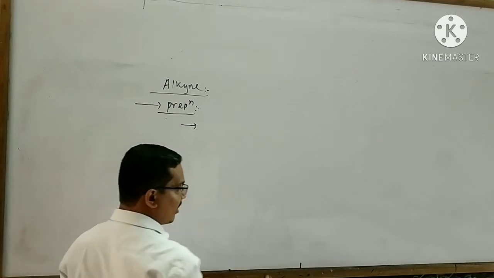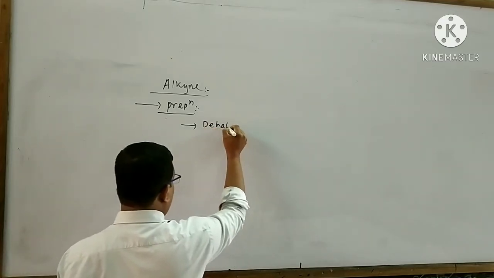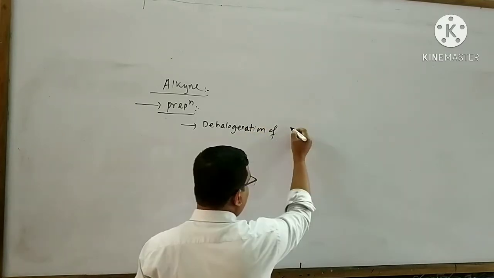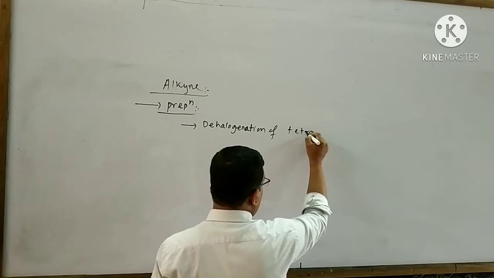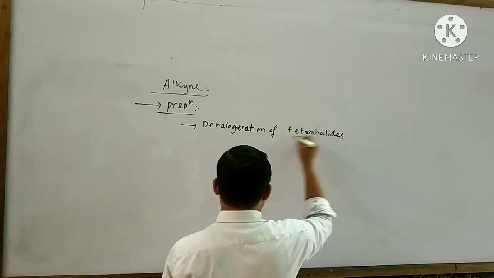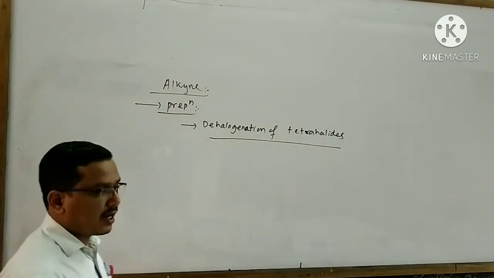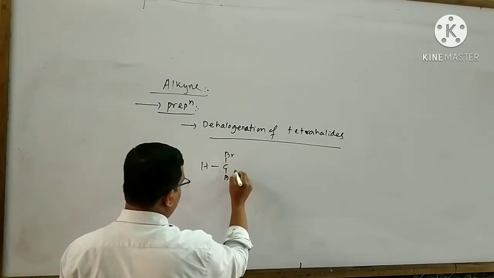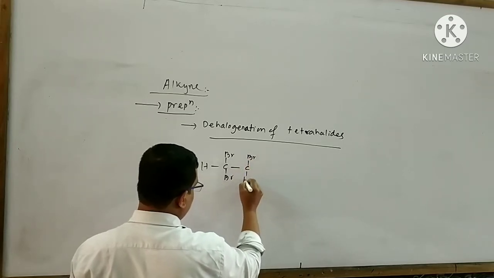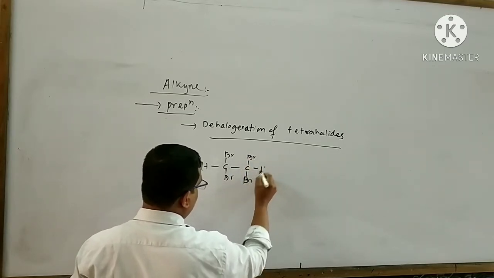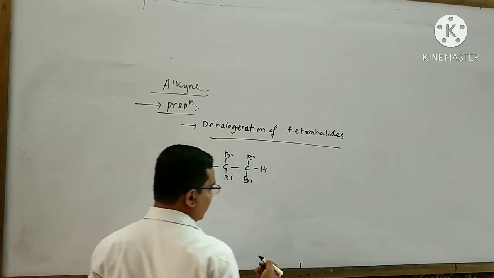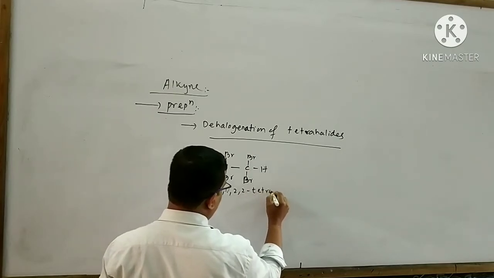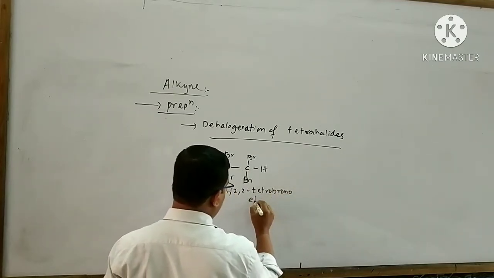Next, I will explain about the dehalogenation of tetrahalides. Take an example of tetrahalides. This is an example of tetrahalides. The name of this compound is said to be 1,1,2,2-tetrabromoethane.